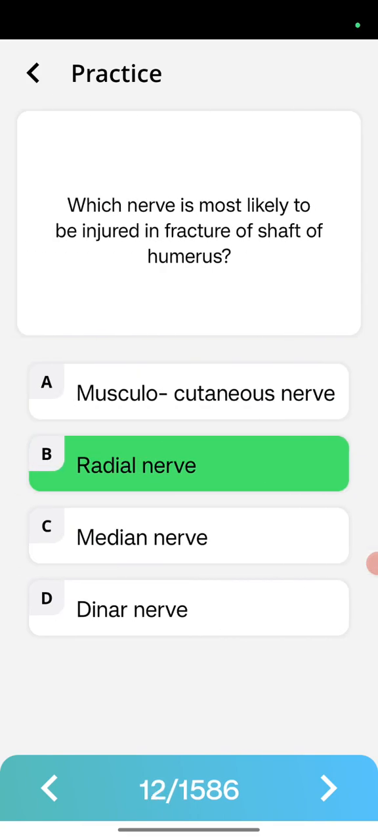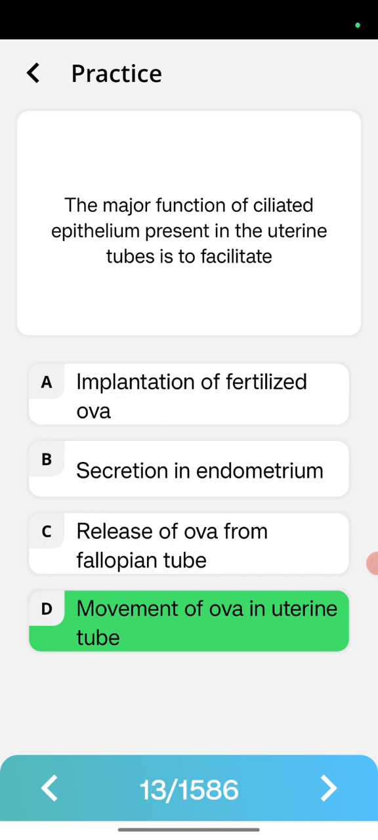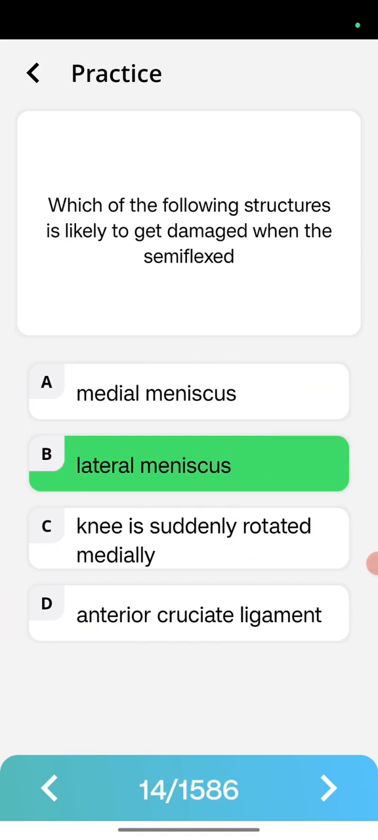Which nerve is most likely to be injured in fracture of shaft of humerus? Radial nerve. The major function of ciliated epithelium present in the uterine tubes is to facilitate movement of ova in the uterine tube.